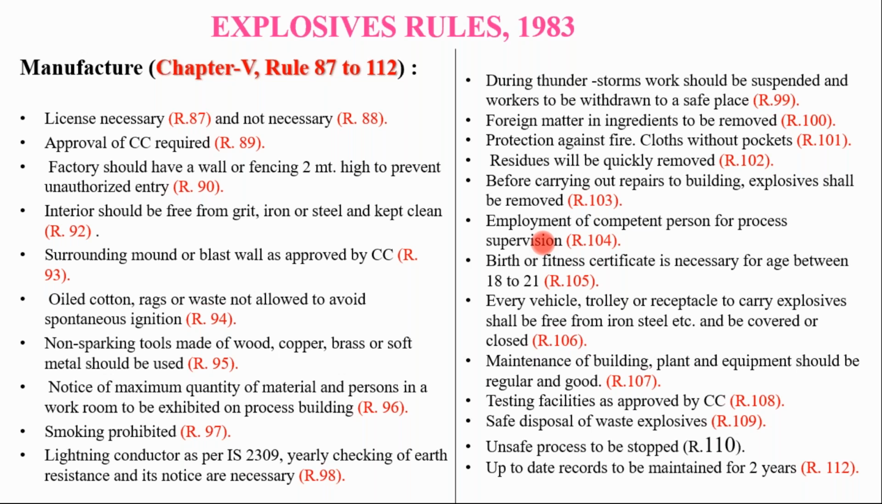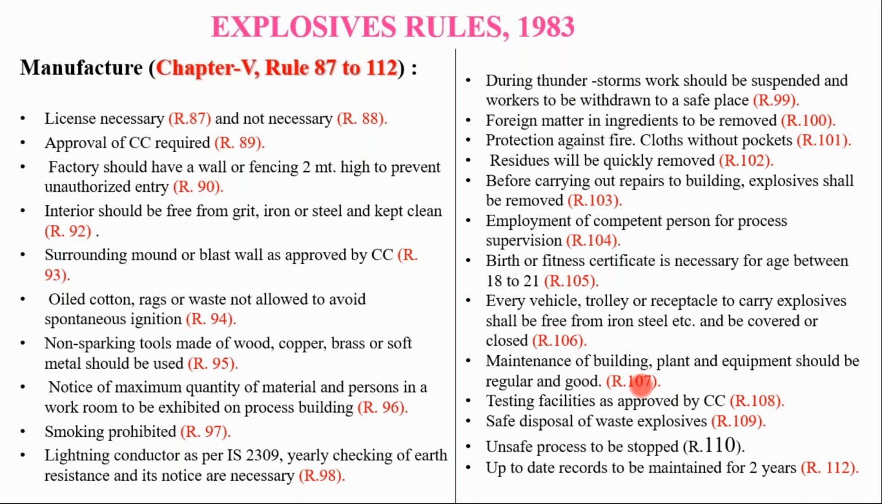Then 104 is related to the employment of competent persons for process supervision. 105 is related to the birth or fitness certificate being necessary for age. So as an age proof, the birth certificate or fitness certificate is necessary. 106 is related to every vehicle, trolley or receptacle carrying explosive being free from iron, steel, etc., and being covered or closed. So everywhere iron and steel are avoided because of friction.